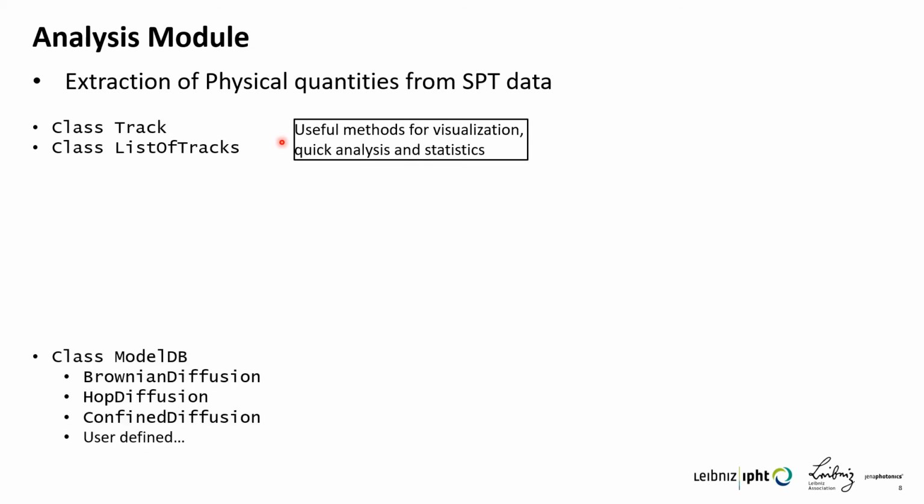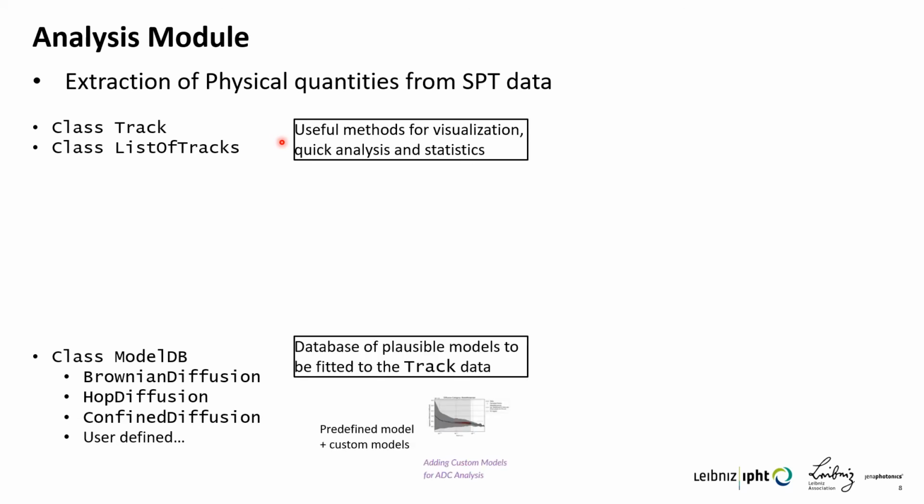Then we have the model database, which contains all the plausible models to be fitted to the track data inside a class. So we have some predefined models that come with the software, such as Brownian diffusion, hopping diffusion, and confined diffusion, and others. But we also have the possibility of defining our own models, and we have provided an example on how to do that.